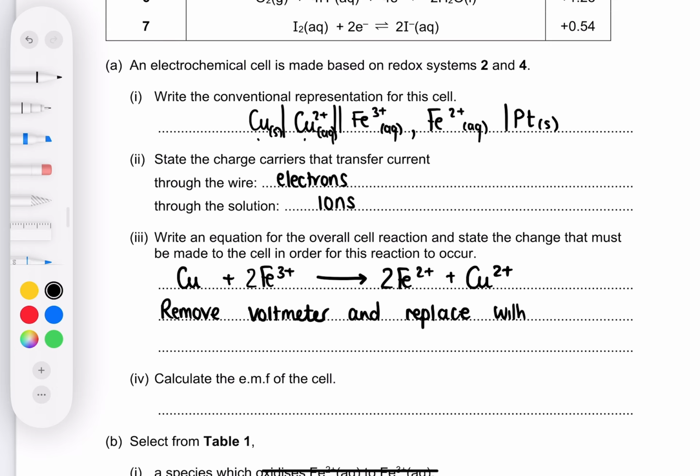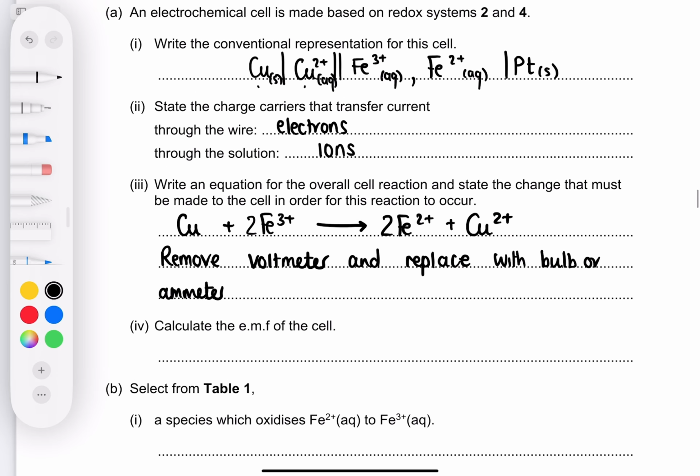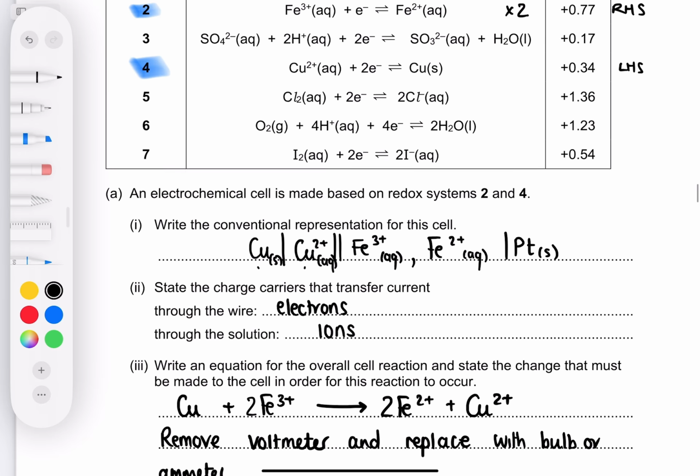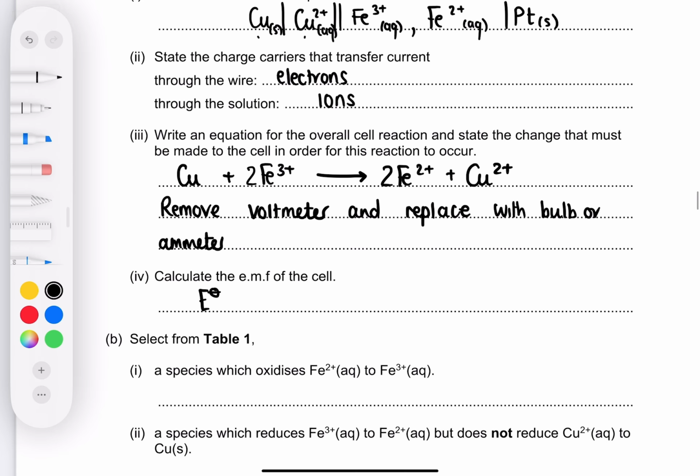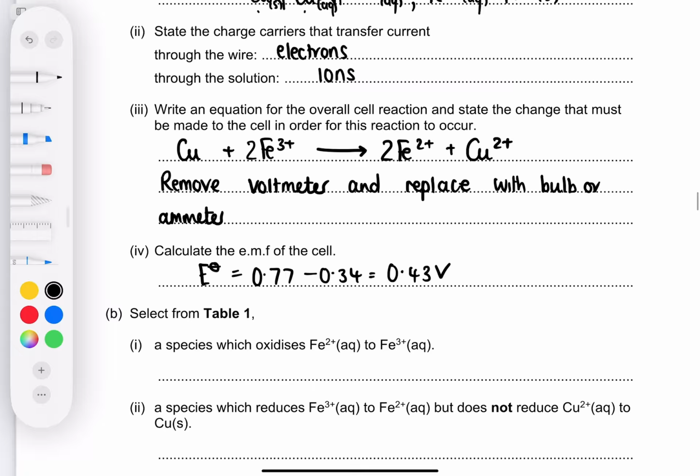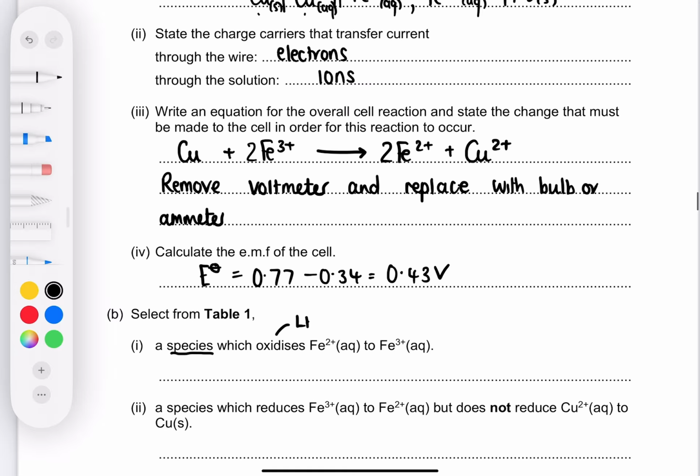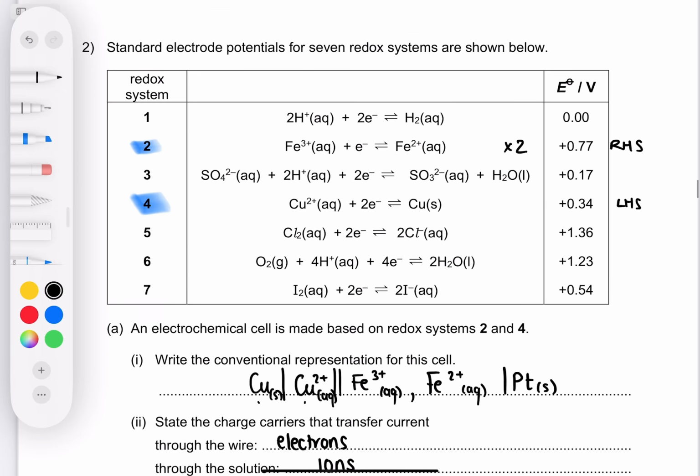So with a bulb or an ammeter, just remove that high resistance voltmeter that prevents current flowing. And then we have to do the EMF, right-hand side minus left-hand side. So 0.77 minus 0.34, 0.43 volts. Our next question says a species which oxidizes, oxidizing agents are on the left-hand side and need to be most positive. So we need to find the iron 2, iron 3 equation, which is here, and it's 0.77.